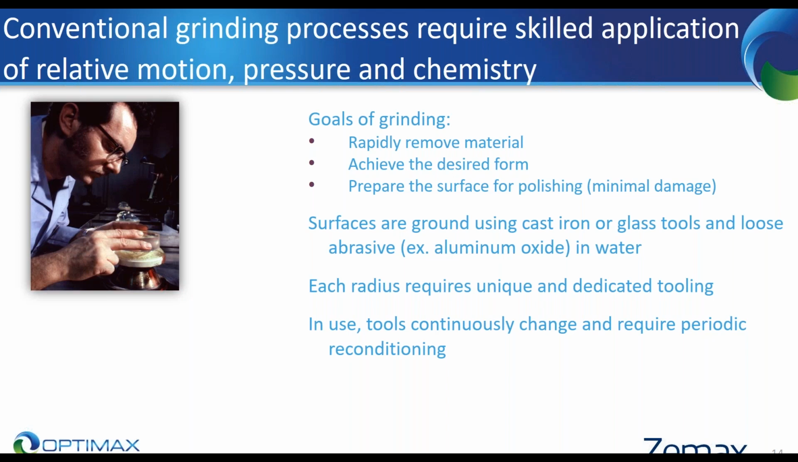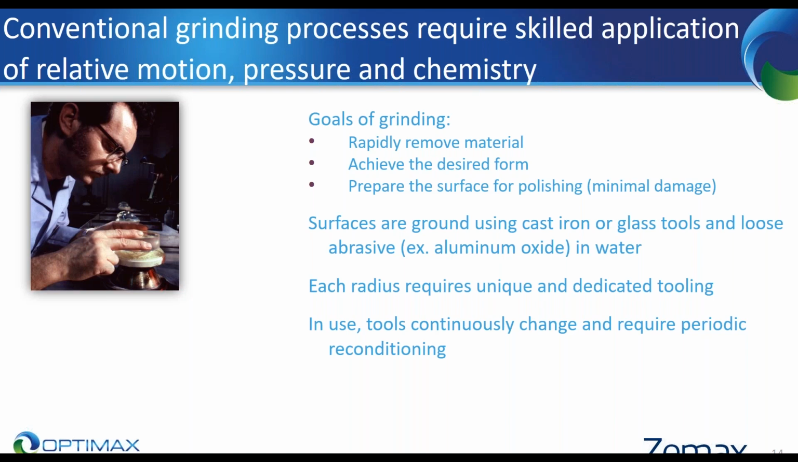Grinding is a brittle material removal process, so you are essentially creating tiny fractures in the surface. You want to control your grinding process so you know exactly how deep those fractures are. In conventional grinding, surfaces are ground using cast iron or glass tools. In the photograph here, the optician is using a glass tool, and then a loose abrasive, typically aluminum oxide for grinding, in a water slurry. The cast iron is then, with the slurry in between, it removes material off of the glass.